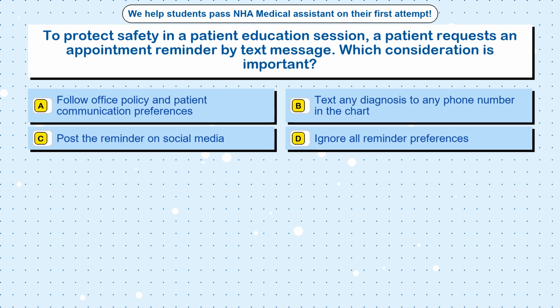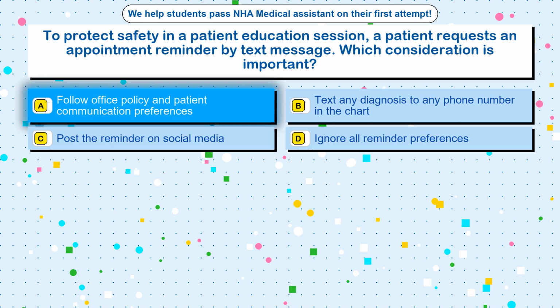Question 48. To protect safety in a patient education session, a patient requests an appointment reminder by text message. Which consideration is important? Option A, follow office policy and patient communication preferences. Option B, text any diagnosis to any phone number in the chart. Option C, post the reminder on social media. Option D, ignore all reminder preferences.